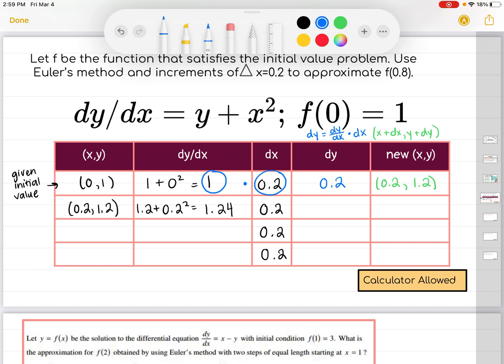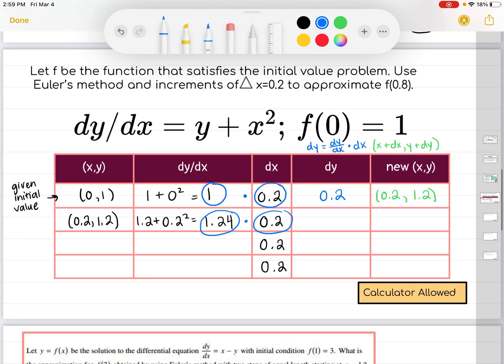And to get my dy, I have to multiply dy/dx by dx. And that gives me, if you put it in a calculator, this is a calculator question. You couldn't do this without a calculator for this one. So you're welcome to plug it in and make sure you're getting the right thing. But when you put that in the calculator, you get 0.248. I'm not showing that, I'm just doing it separately.